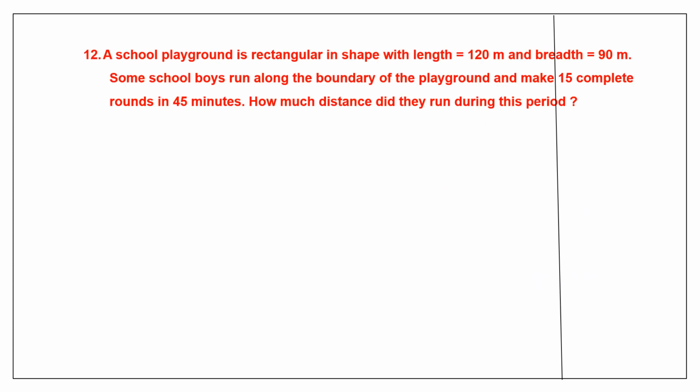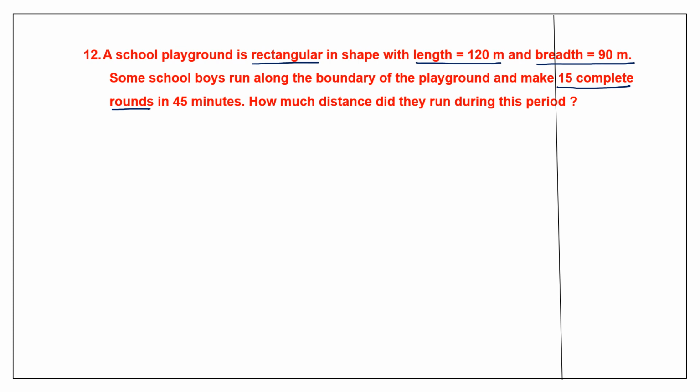Question 12. A school playground is rectangular in shape. So we need to make a note of all these points. Rectangular in shape with length 120 meters, breadth 90 meters. Some school boys run along the boundary of the playground and make 15 complete rounds in 45 minutes. How much distance did they run during this period?